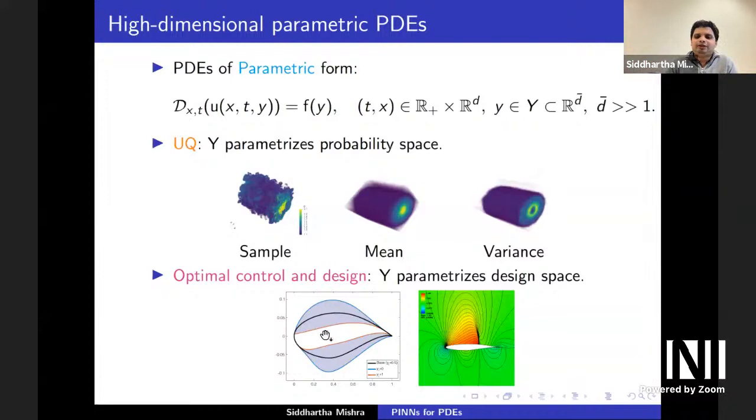In both these PDEs that I've shown here, the PDE is the same, the compressible Euler equations, 3D here and 2D here. Here we have some uncertain initial data, and we are interested in statistics of the solution. Here we want to design an airfoil to minimize drag or something like that, and the parameters correspond to the design parameters. So in many of these problems, the PDEs that you get are of this generic abstract form.